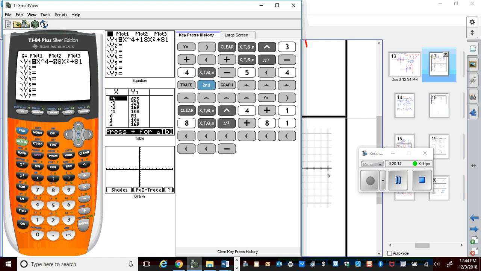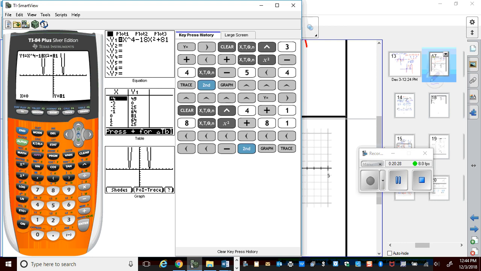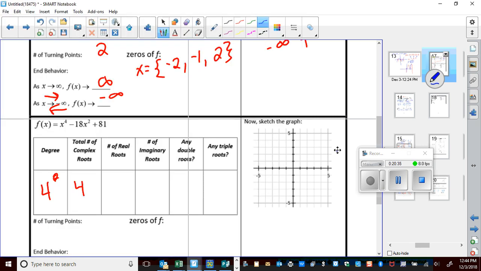Go to second graph. And looks like I have a 0 at negative 3, 0. I'm just going to trace it so I can see this more accurately. Negative 3, 0, and at 3, 0. And it's a double root because it bounces back. So I have one here at negative 3, and I have a 0 here at 3.